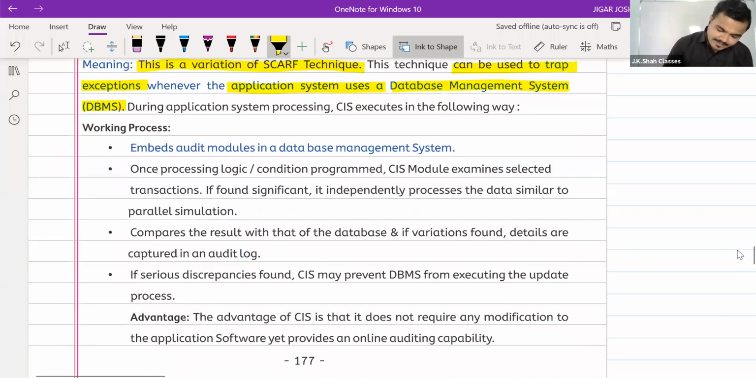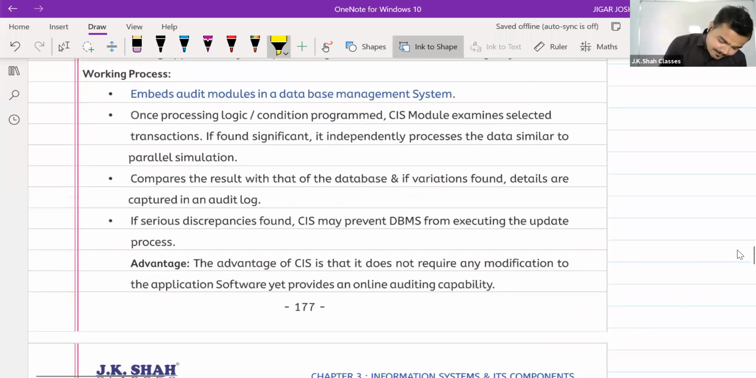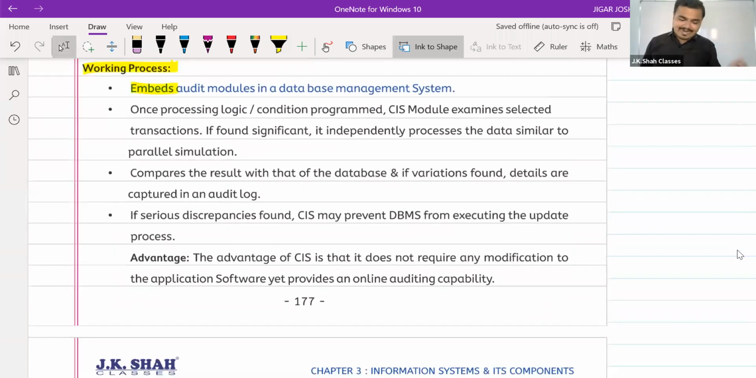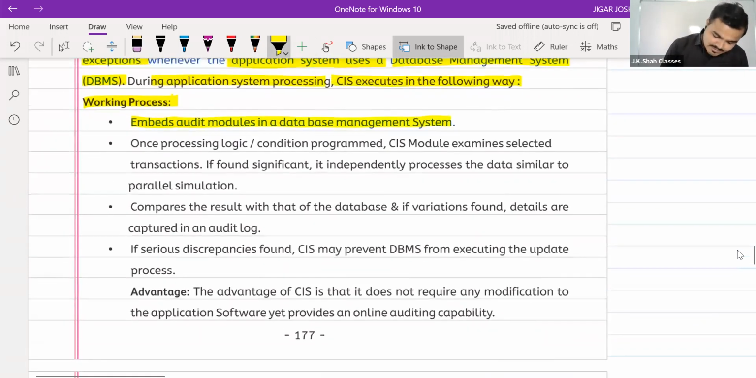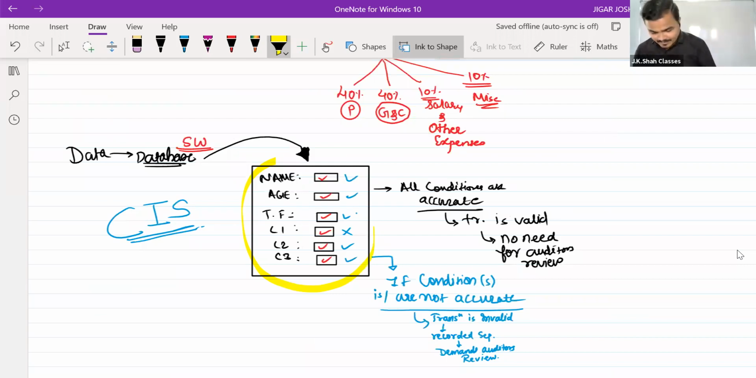Further, during the application system processing, CIS executes in the following way. How does this CIS work? Please concentrate. Working process. Embed. What is embed? Add, addition. Embed the audit module in the database management system. Once the processing logic or conditions are programmed, here I have programmed the conditions. All the conditions are programmed here.